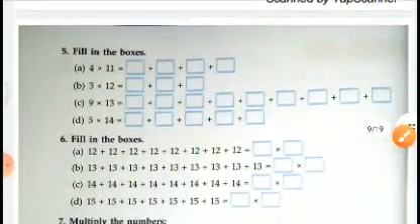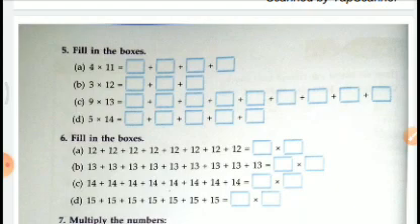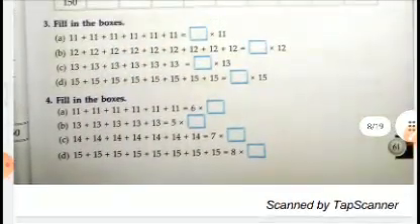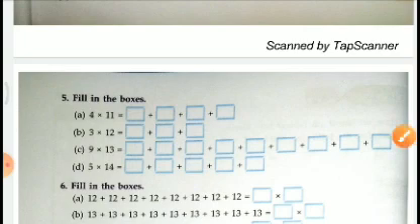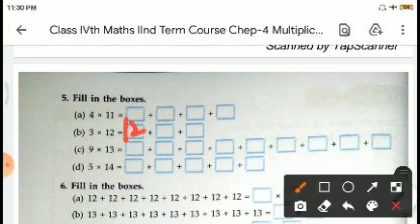Now the third, fifth, and sixth are just the reverse of 3 and 4, right? Just the reverse. So 4 into 11 will be 11 plus 11 plus 11 plus 11. 3 into 12 will be 12 plus 12 plus 12. This will be 12, this will be 12, and here also it will be 12.